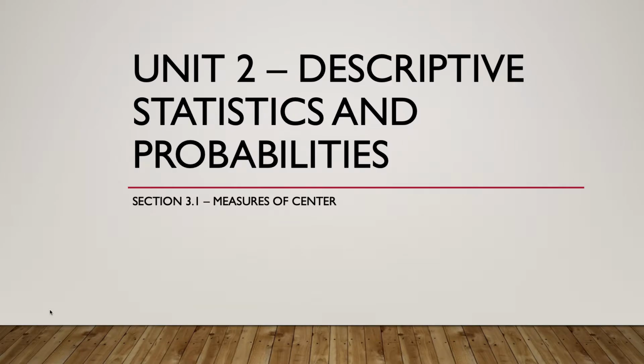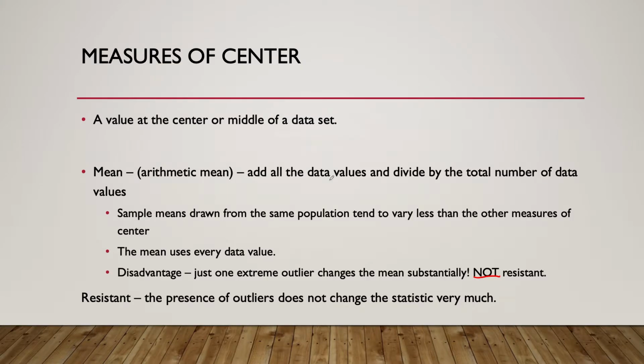Unit 2 is on descriptive statistics and probabilities. Section 3.1 is on measures of center. A measure of center is the value at the center or middle of the data set. What that means is based upon the specific center we are referring to.